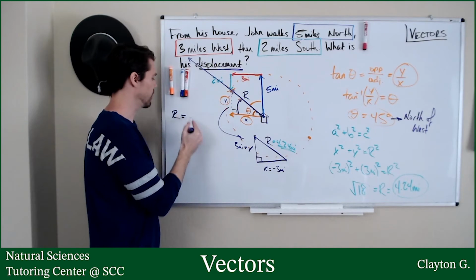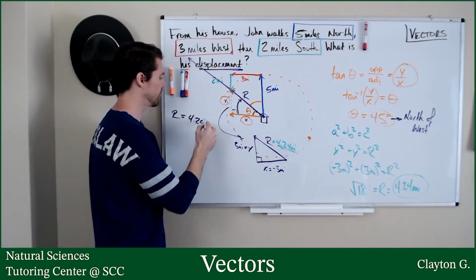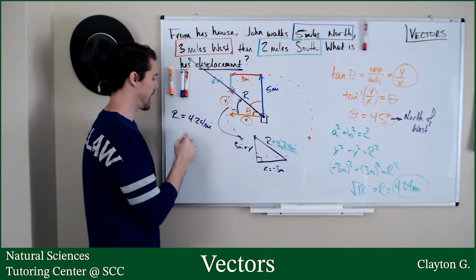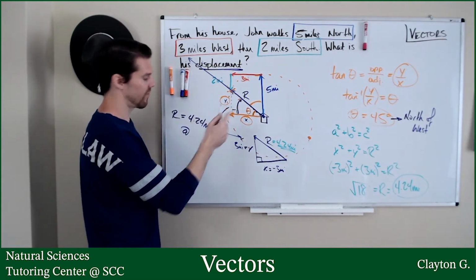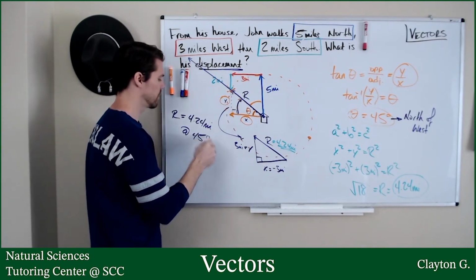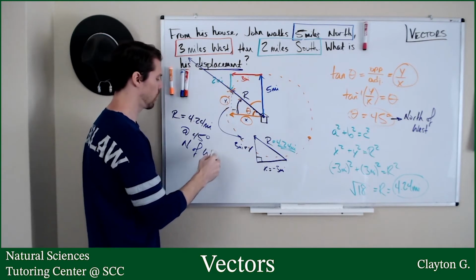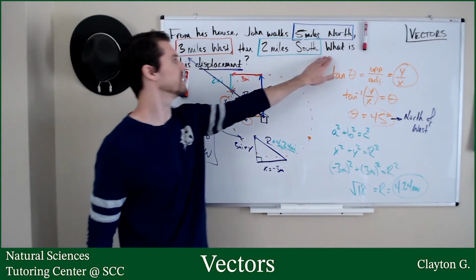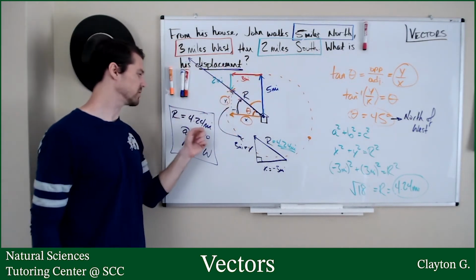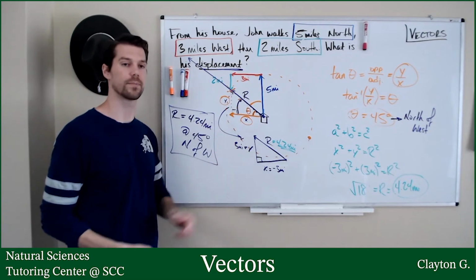So finally, we have r equals 4.24 miles. And then my personal notation, I just say at 45 degrees north of west. So there is the answer to our question. What is his displacement? 4.24 miles at 45 degrees north of west.